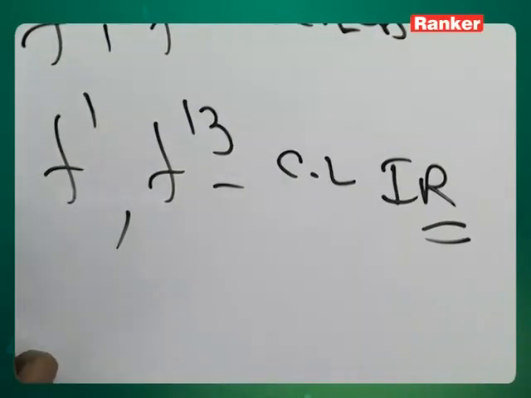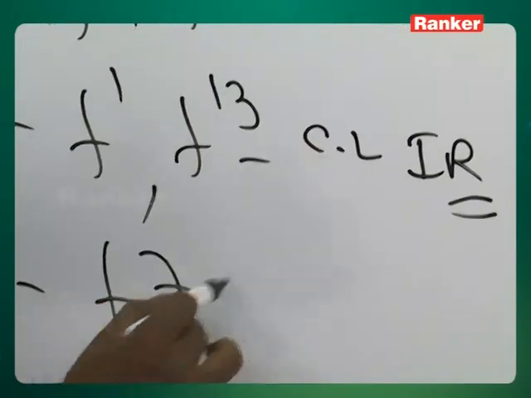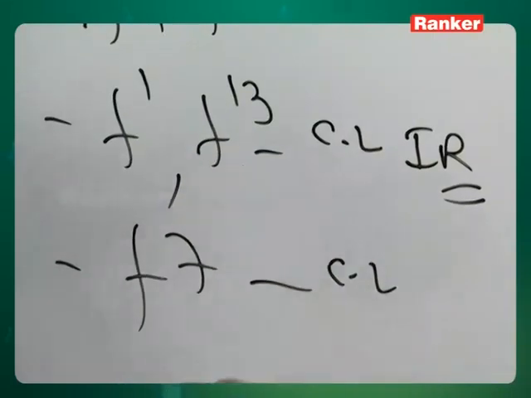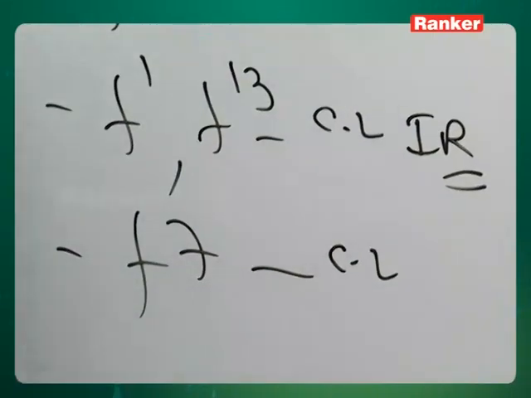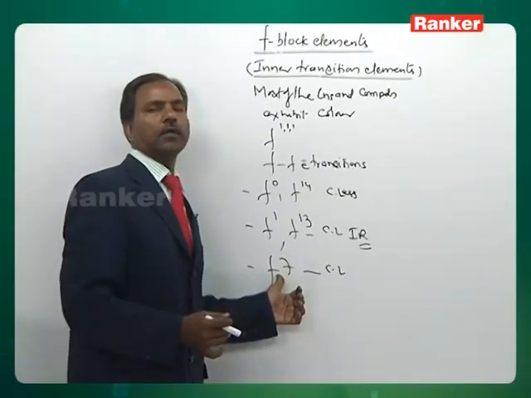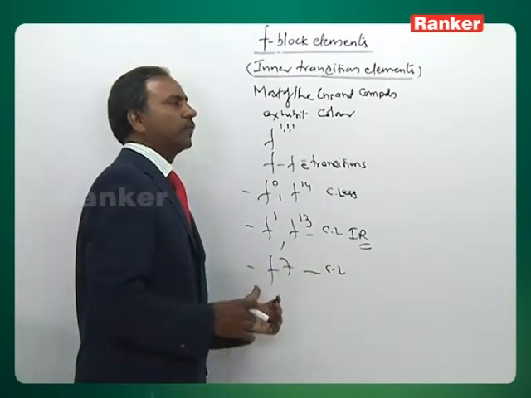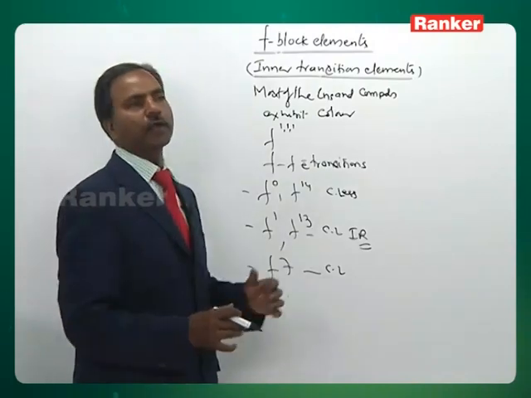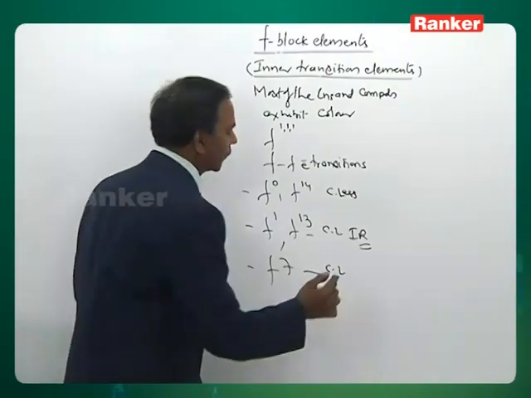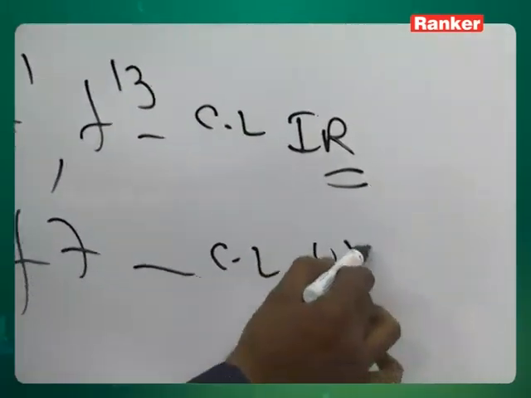Coming to the next point, f7 electronic configuration is also found to be colorless. Wherever f7 electronic configuration is there, 7 unpaired electrons are there. Still, in the case of f7 electronic configuration, lanthanide compounds are not exhibiting color. It is due to what? UV absorption.